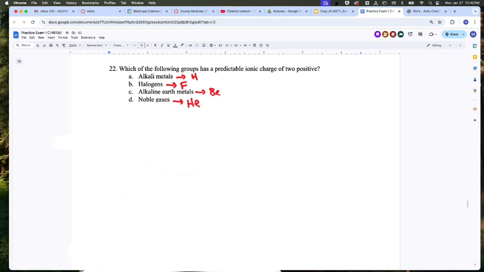The oxygen, for the record, chalcogens is the oxygens. And the nitrogen are pnictogens. You don't need to know those, I just think they're fun. Okay? But these ones you are responsible for knowing. So that gives us information about where they're at on the periodic table, so that's cool. But then it falls in with this predictable ionic charge of 2 positive.